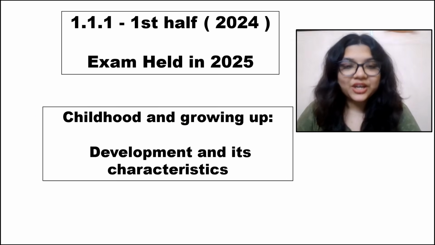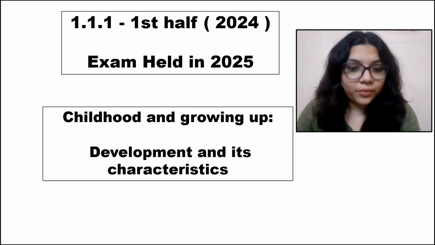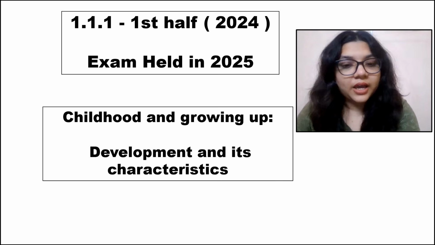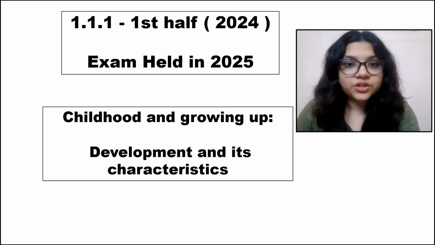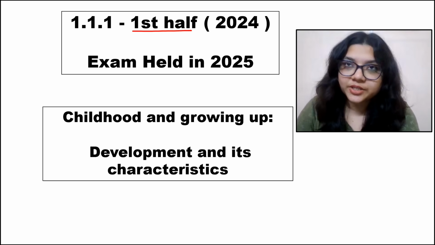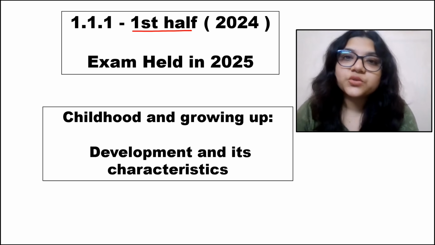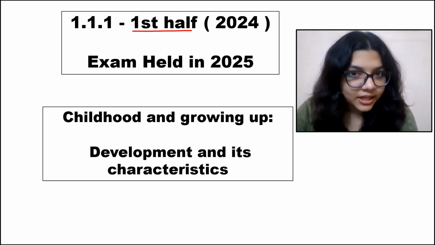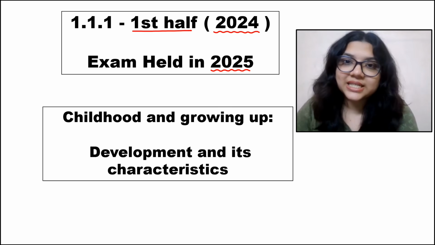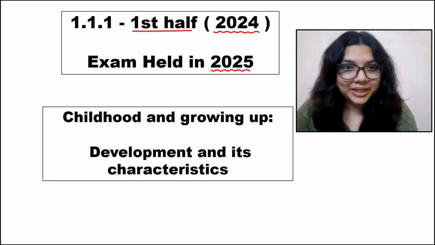For today's lesson, we are dealing with the course code 1.1.1. That is childhood and growing up. And we'll be talking about the first half. That is development and its characteristics. Now this question paper that we are going to solve is the latest year. That is, it is for 2024, but the exam has been done in 2025. So let us get into the questions one by one.